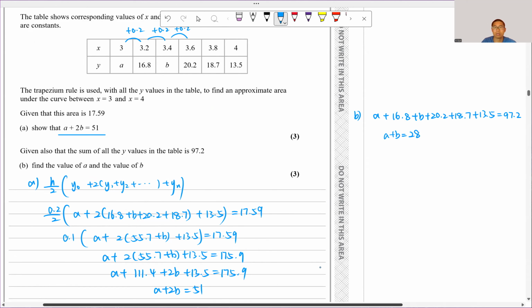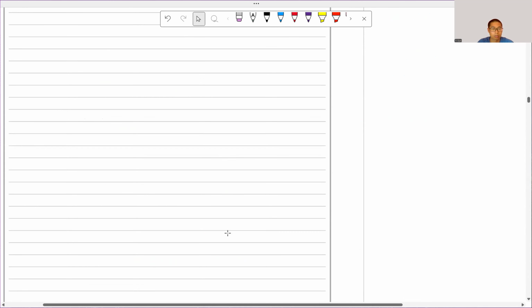Because there are two unknowns, we definitely have to solve the simultaneous equations. And we already have two equations: a plus 2b is 51 and a plus b is 28. So if we subtract this equation, b is equal to 51 minus 28, which is 23. And then a plus 23 equal to 28, so a is equal to 5. That's how we find the values of a and b. Okay, let's have a look at the next question.